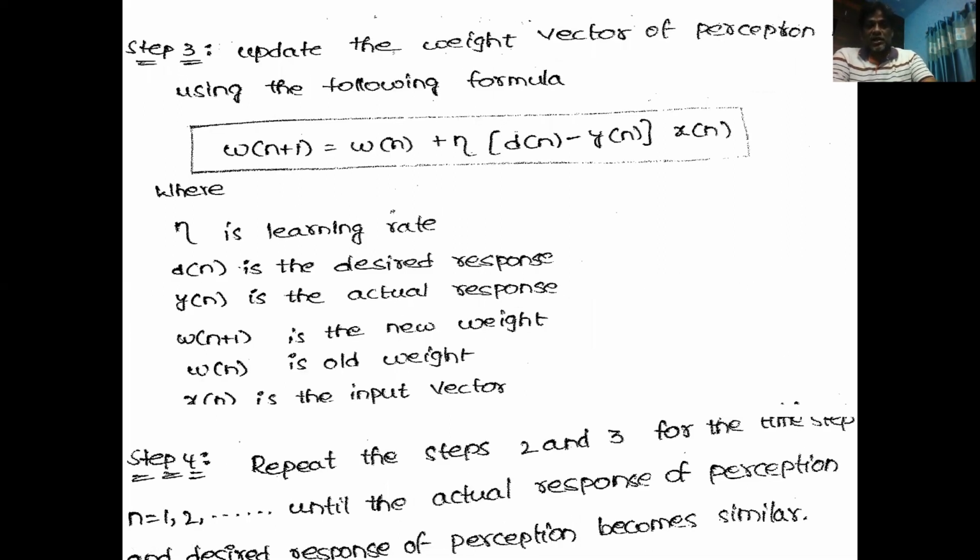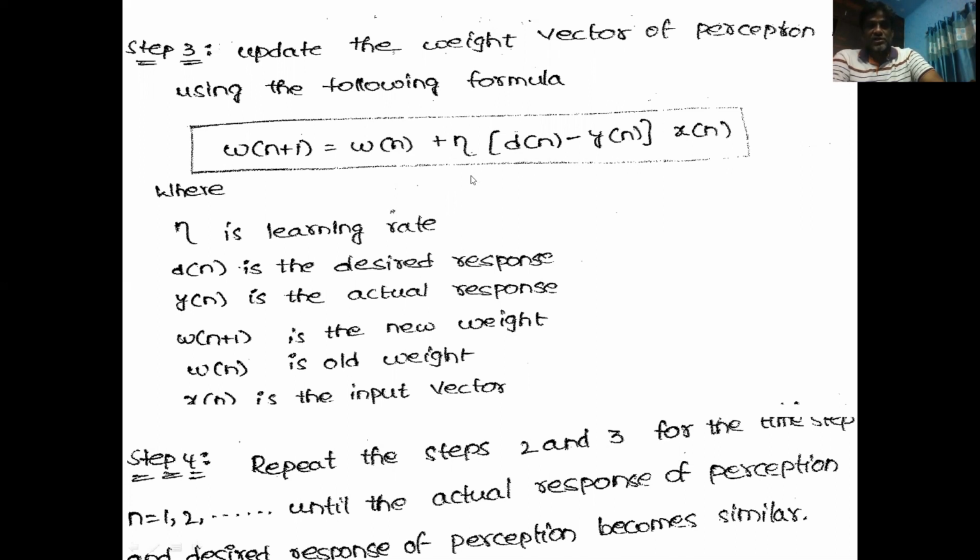In step 3, we will calculate the new weights. W of n plus 1 is equal to W of n plus eta into d of n minus y of n into x of n. Here, W of n plus 1 is the new weight we are calculating at time step n plus 1. W of n is the old weight at time step n. Eta will be initialized at the beginning. We consider it as the learning rate. D of n is the desired response from the perceptron, and Y of n is the actual response from the perceptron after calculation, and X of n is the input at time step n. Okay.